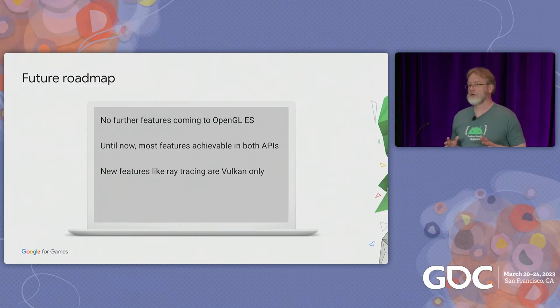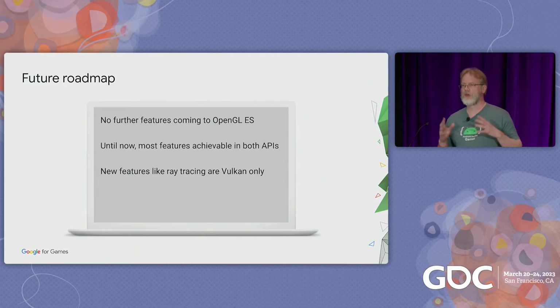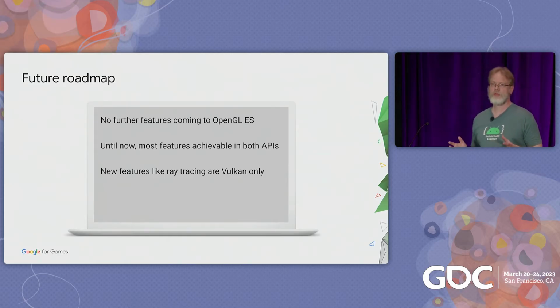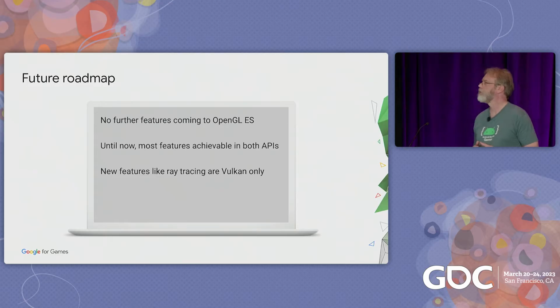As far as the future, OpenGL ES is mature, and it is not actively being developed as a core API. You may still find developers or vendors doing their own specific extensions here or there, but OpenGL ES 3.2 was kind of the end point for the evolution of that API.